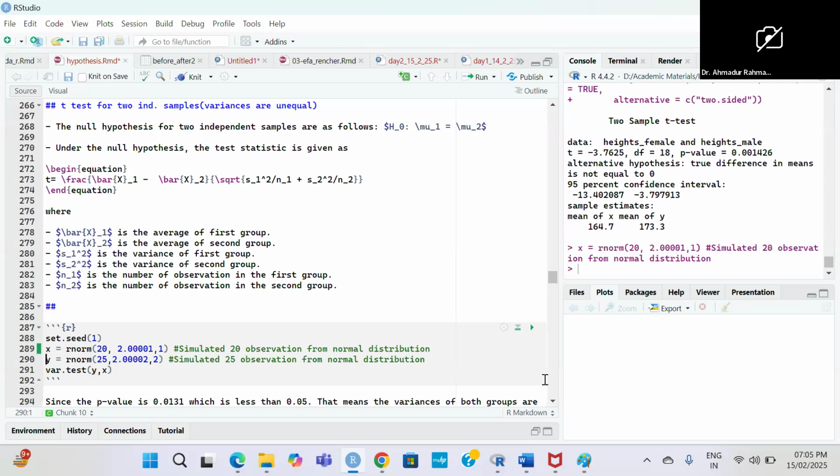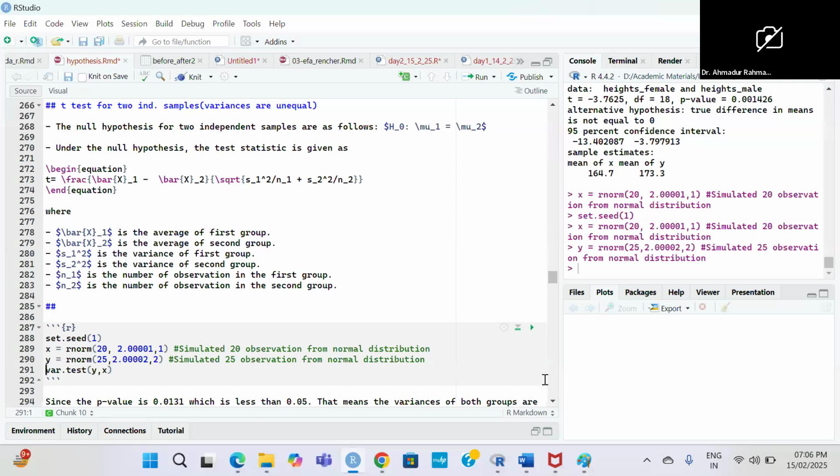So before running the t-test, we use var.test. We use this test to check whether the variances of the two groups are equal or not.